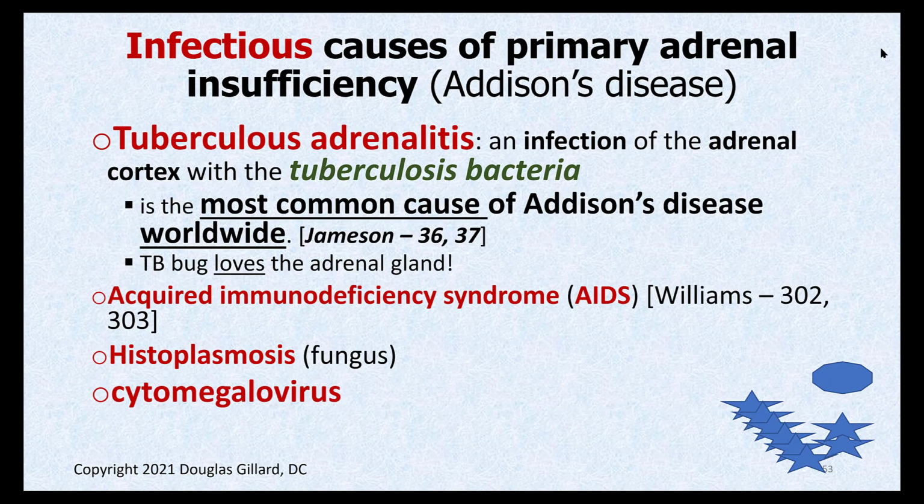Okay, infection again. The favorite infection is tuberculosis, especially worldwide. This is the most common cause of Addison's disease worldwide. In the modern world, the developed world, it's the autoimmune attack on 21 hydroxylase. But in the whole world, tuberculosis takes the lead there. There's some other bugs that occasionally do it. The AIDS virus can do it. Histoplasmosis, cytomegalovirus can do it. So these are more rare causes, but tuberculosis, you better know that one for sure.